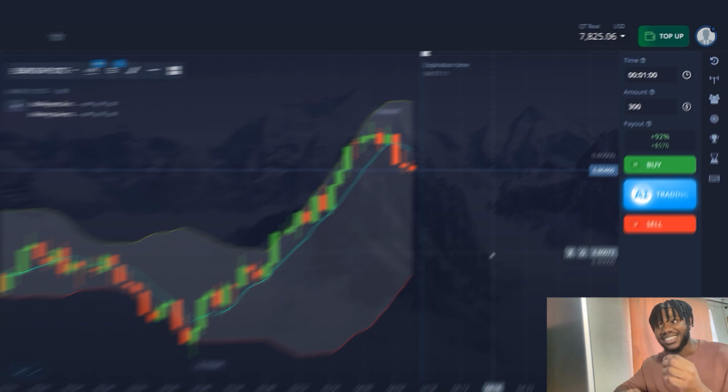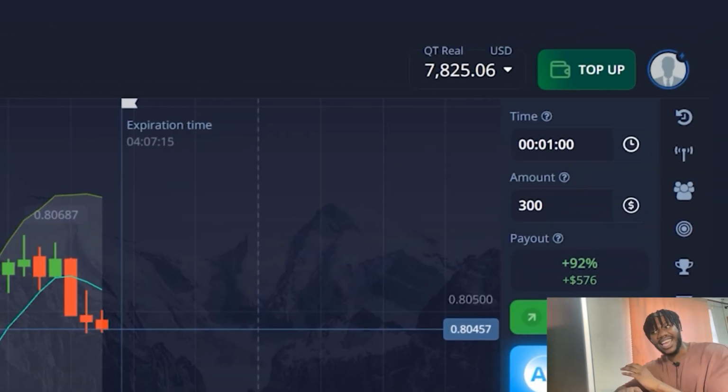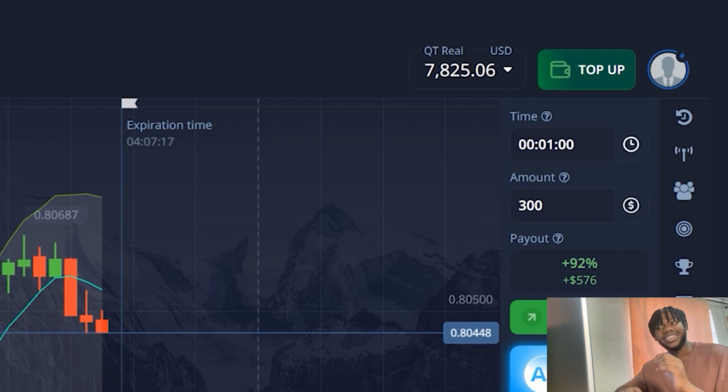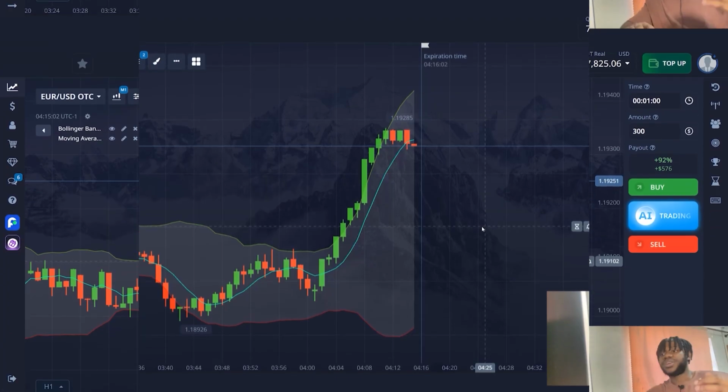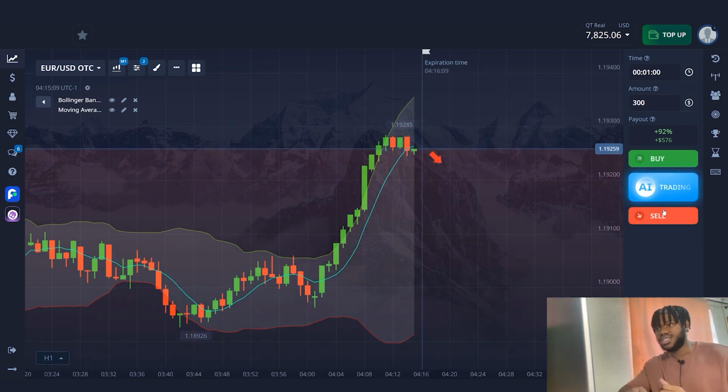Now my capital is $7,825. There is still a couple of trades ahead. What do you think the final result of the session will be? The trade amount is also $300. My forecast is that the price will decrease.